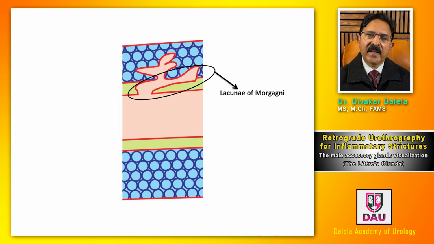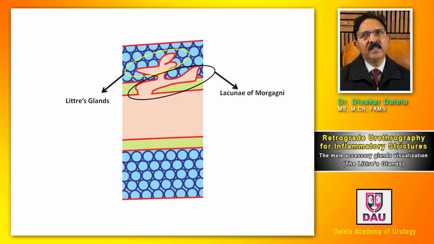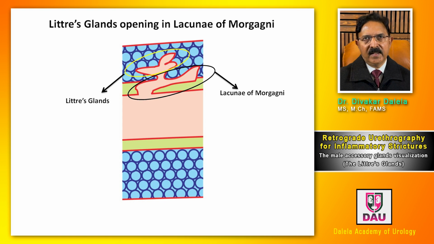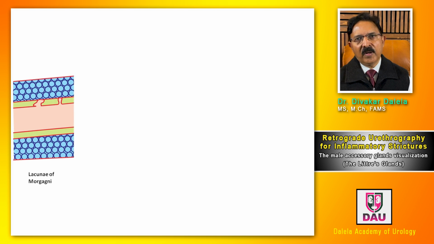Now, here is a variation where you see a lacuna of Morgagni opening in the urethral lumen, the lacuna lying in the urethral mucosa, shown here by black outline, and then you see a Littre's gland outlined by a yellow ring. Here the Littre gland is opening into the lacuna Morgagni, right? So this kind of anatomical orientation is present in some patients. Our previous publications on these male accessory glands said that no Littre glands open into the lacuna Morgagni. But subsequently, we found out that this happens.